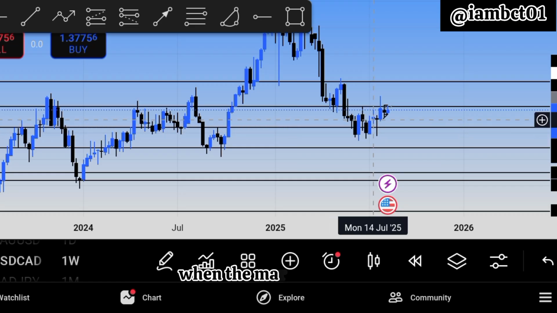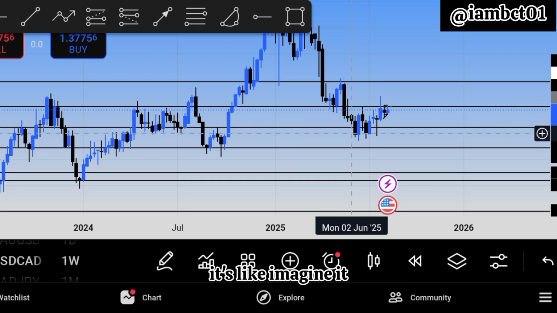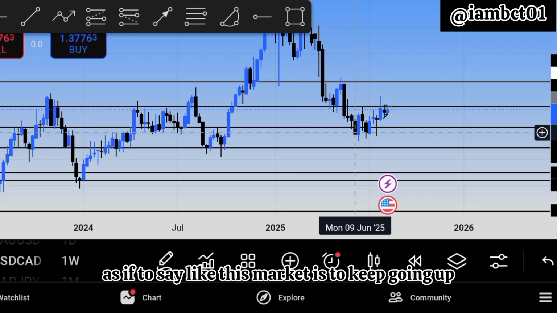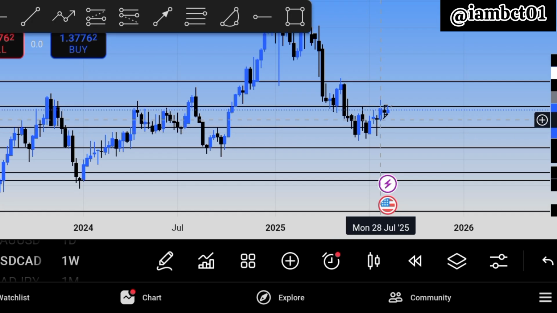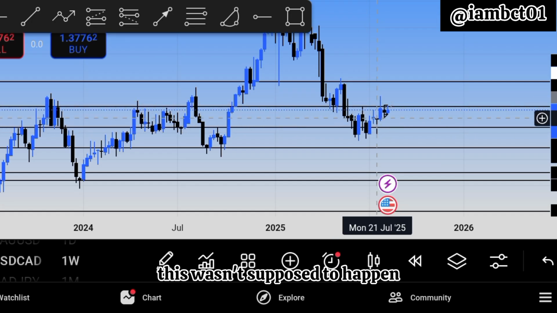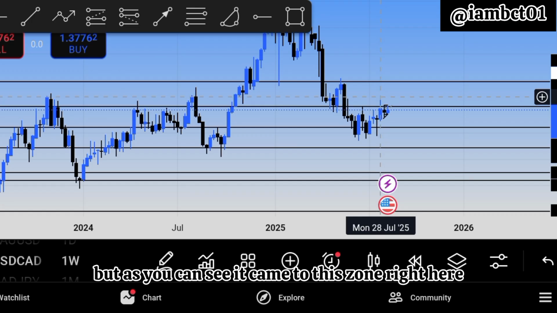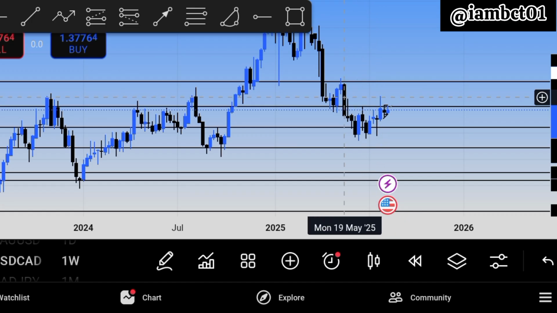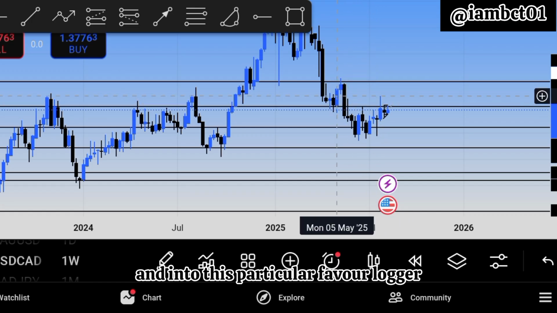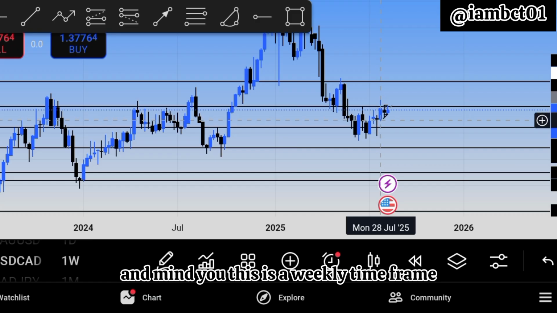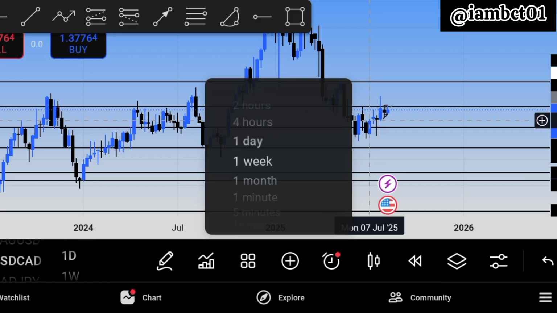If this market was to keep going up after this reaction here, this wasn't supposed to happen. It would have kept going up, but as you can see, it came to this zone, into this particular fair value gap, and then closed down below. This one too moved down below, and mind you, this is a weekly time frame.